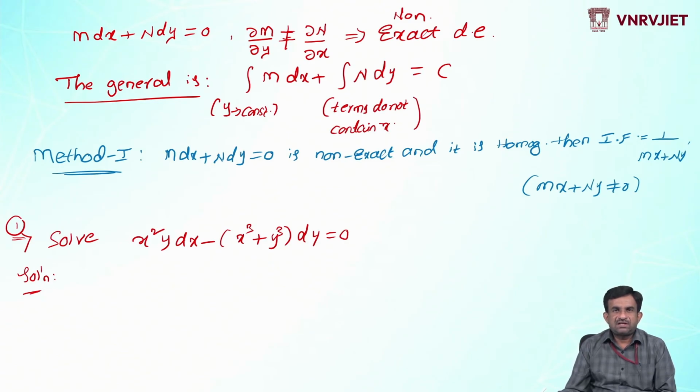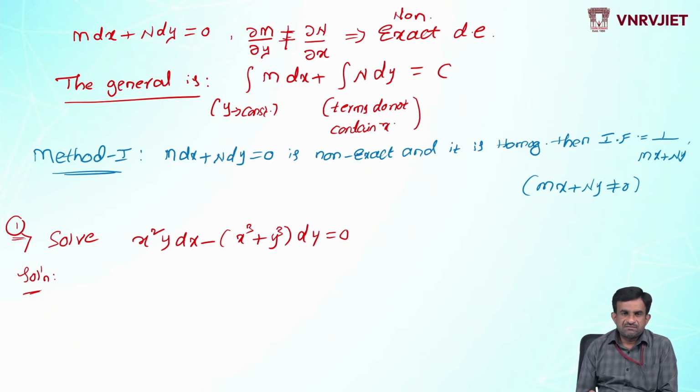If it is exact, in the last class we discussed how to find its solution. The problem comes whenever the differential equation is non-exact. Whenever it is non-exact, we need to calculate the integrating factor. In method 1, if the differential equation is non-exact and homogeneous, then we consider the integrating factor as 1 by (Mx plus Ny).